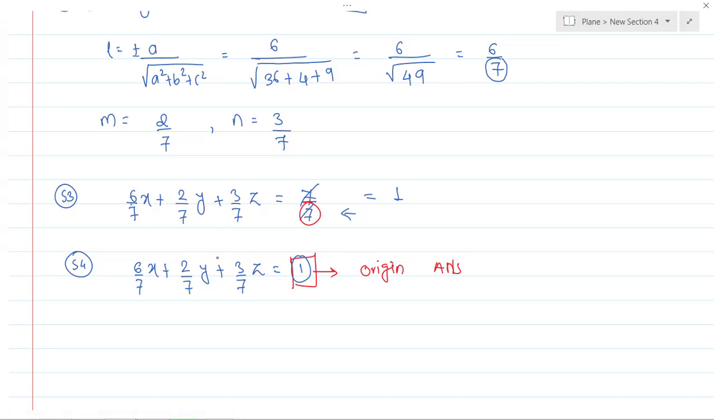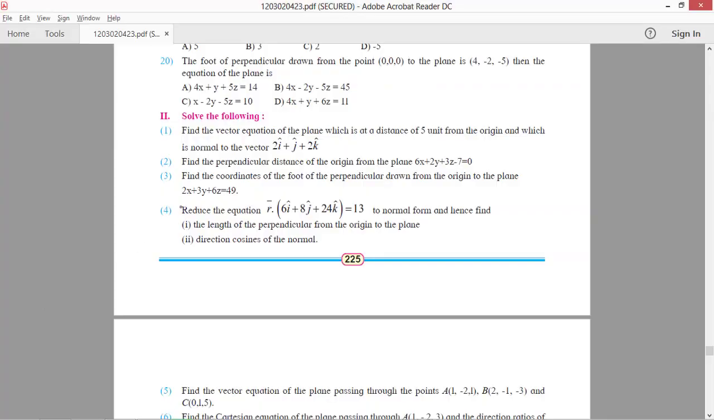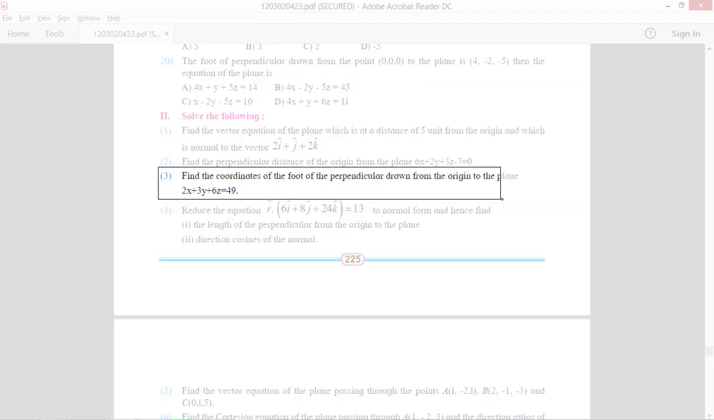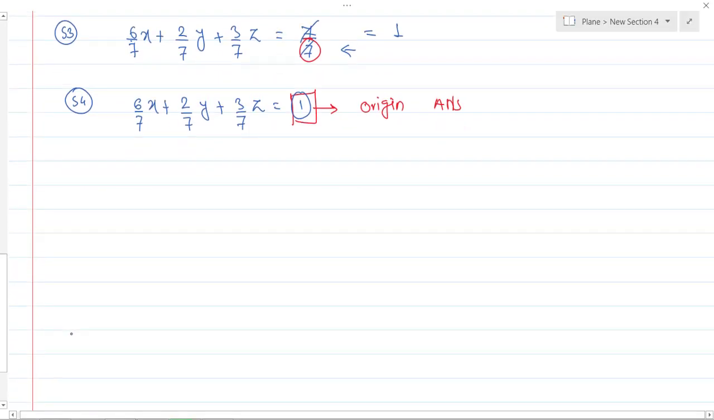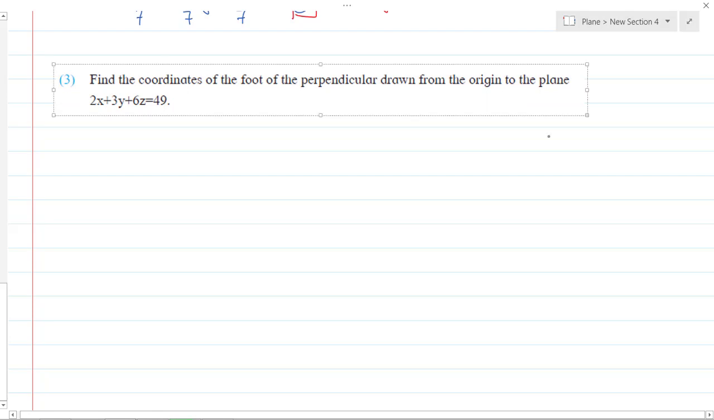Now let's see the next question. The next question is, find the coordinates of the foot of the perpendicular. No problem, we will find it. See, the first 3-4 questions are just the extension of the normal form. Perfect. Let's see. Find the coordinates of the foot of the perpendicular drawn from the origin to the plane. What do you need? The coordinates of the foot of the perpendicular from the origin. Again, nothing has been said about the plane, so we have to take it in the standard form.